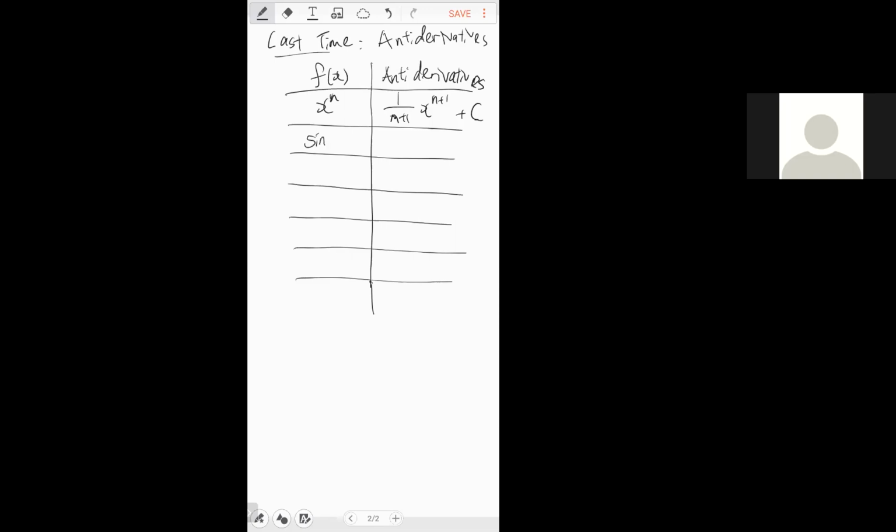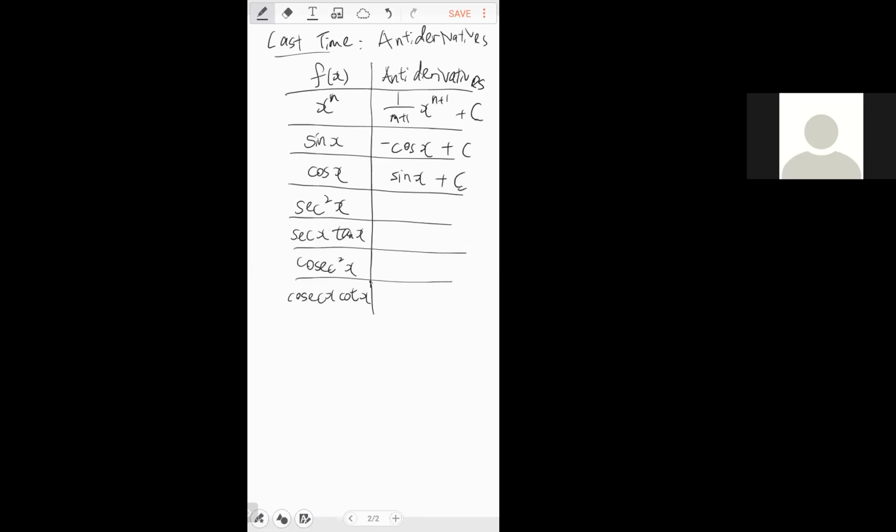Okay, and then we also talked about the antiderivatives of some trig functions. For example, what is the antiderivative of sine of x? Cosine of x? It should be negative cosine of x. What about the antiderivative of cosine of x? Okay, positive sine of x plus c.